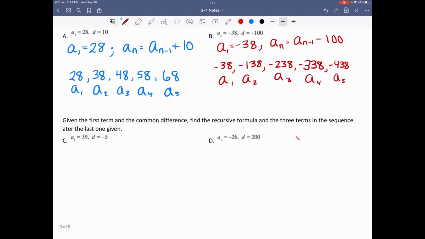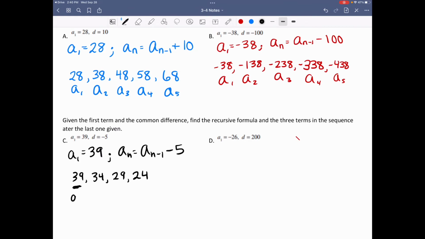For part C, given the first term and the common difference, find the recursive formula and the first 3 terms in the sequence after the last one given. So we start with A sub 1 equals 39. The recursive formula means, same steps, A sub n equals A sub n minus 1 minus 5. So if we start with 39 and we subtract 5, we get 34. 34 minus 5 is 29. 29 minus 5 is 24. So we had the first term, which was A sub 1, and then we had the next 3 terms.